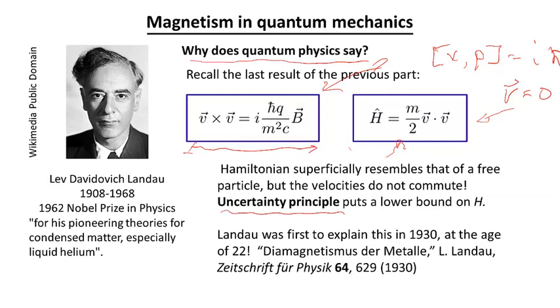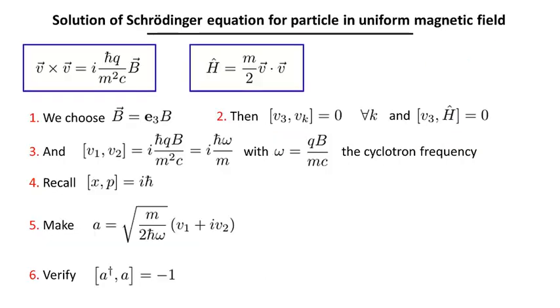Well, this was first explained by Landau at the age of 22, quite remarkably, in 1930, and this is a reference to the original paper in German. So we're now going to solve the Schrödinger equation for a charged particle in a uniform magnetic field, very important. And I've sort of given you hints as to how the solution should go. There's a number of steps, and I'll walk you through it.